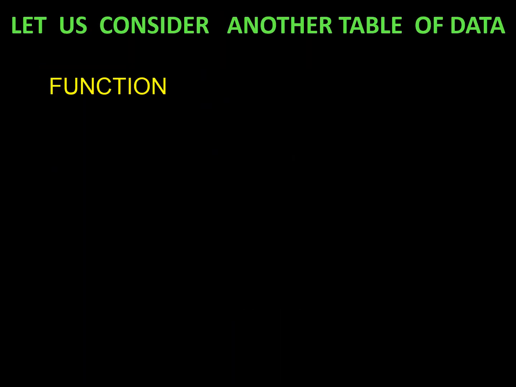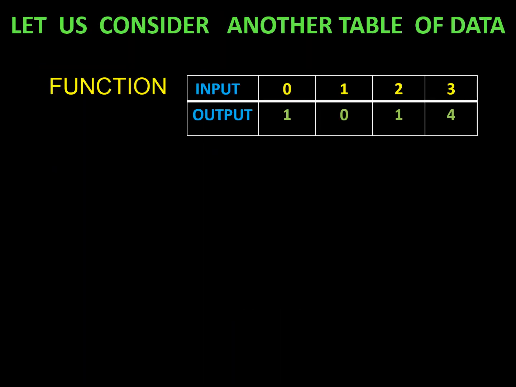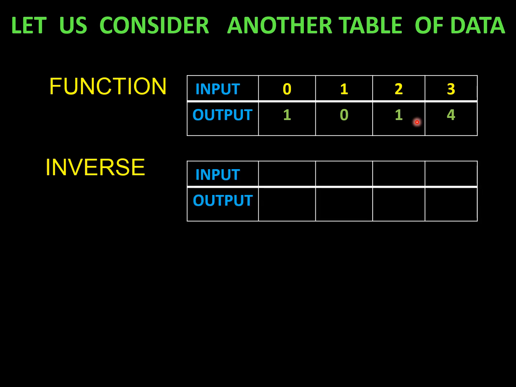Let's look at another table. This is a function, all of them are 1:1, 1:1, 1:1, 1:1. Let's determine the inverse of this relation. So the inputs are going to become my outputs, and my outputs are going to become my inputs.